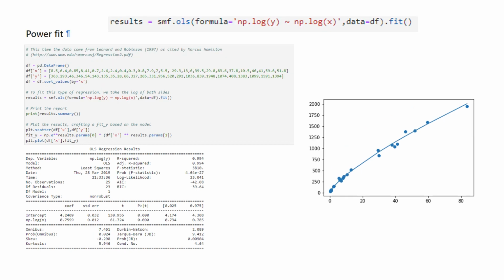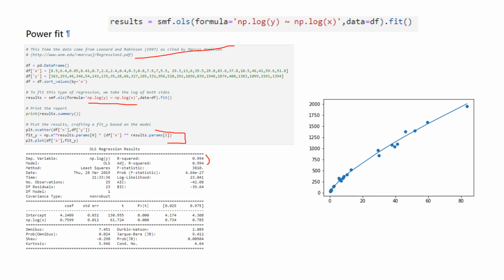And the power fit, again, is slightly different. Again, we had to use a different data set. That data set is taken here from Leonard and Robinson, and they cite Marcus Hamilton. You can track this stuff down if you're interested. But essentially, the expression here is the log of y is equal to the log of x. And then again, unpacking these parameters becomes a little bit different, but it captures the relationship fairly well.